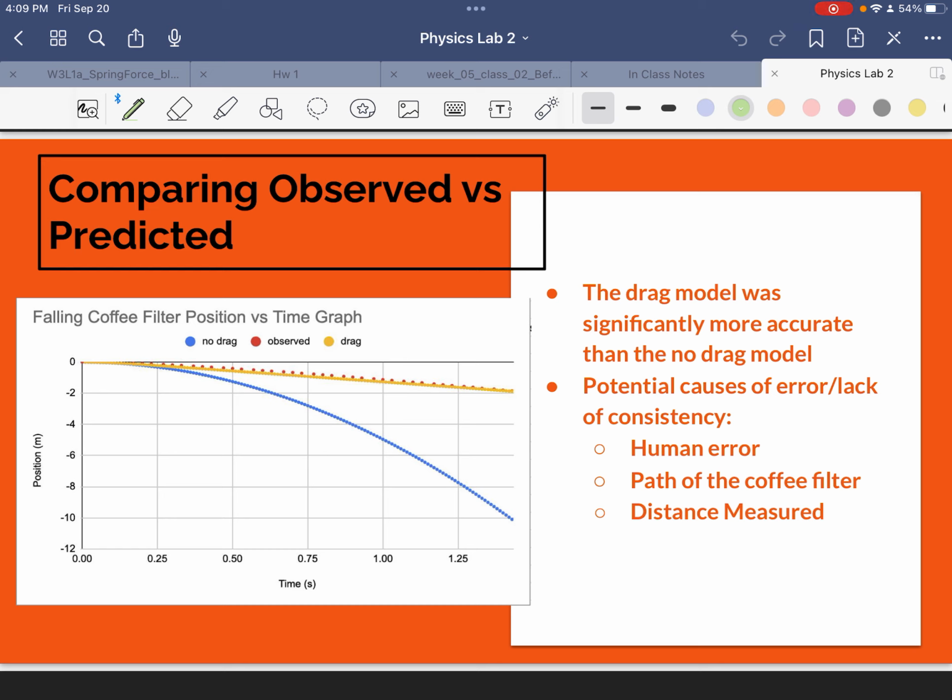However, it is important to note that there was less consistency in the observed data points, and this could be due to one of two reasons. First off being human error. The observed data points were done manually by hand using Tracker's data point plotter, and thus it's unlikely that the exact center of the coffee filter was selected for every time interval. Additionally, the path of the coffee filter falling down was not entirely straight, but moved slightly from side to side. And this could be why at certain points on the graph, the predicted position was either slightly lower or slightly higher than the observed data points.